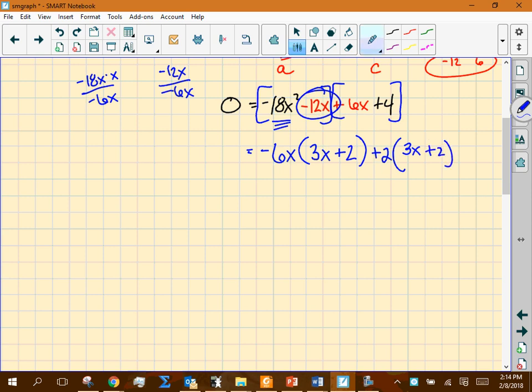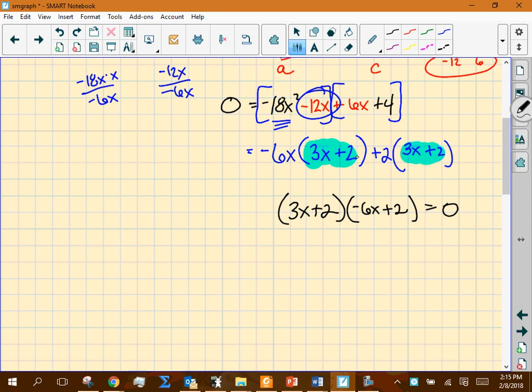Now, we know that we've done this right when that thing and that thing are the same. You remember seeing that last year? If those are the same, they become a factor. And what else is a factor? The negative 6x and the plus 2.